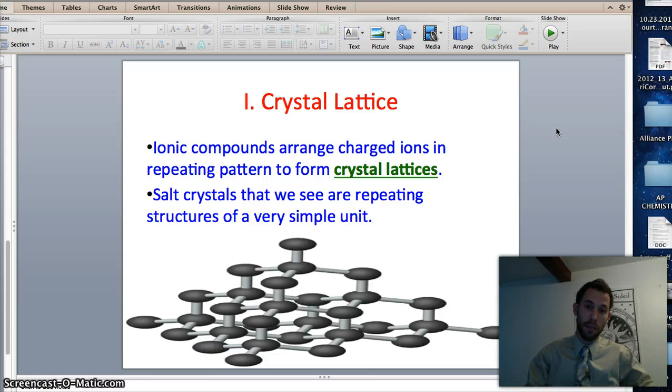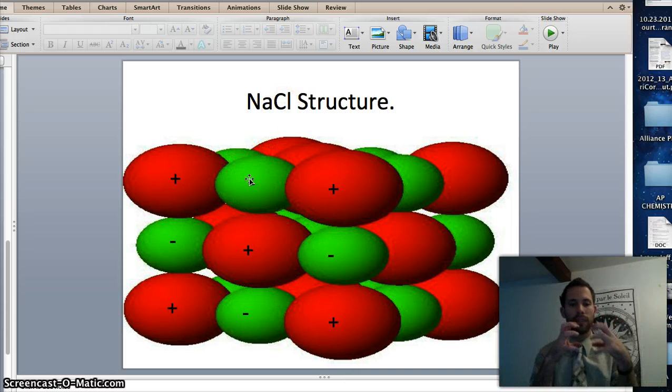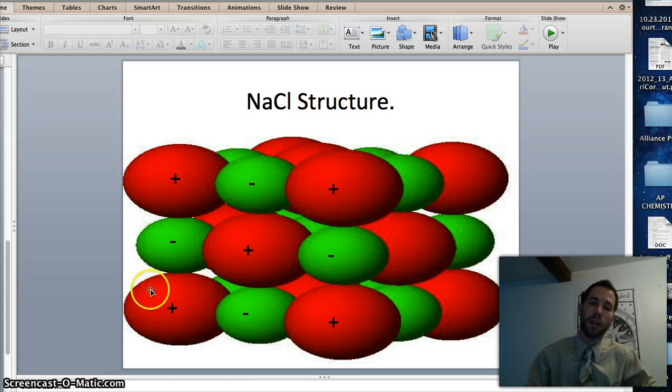Salt, in and of itself, is actually a repeating structure of a very, very simple NaCl. It looks like this. Na refers to the sodium atom that has had an electron taken away from it, so it's positive. And Cl is this ion right here with a negative charge. Now these positives and negatives come together, they're really close, they're attracted to each other. When you stack a bunch of them on top of each other, they form this crystal lattice.